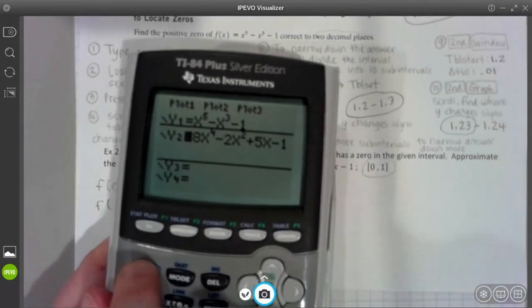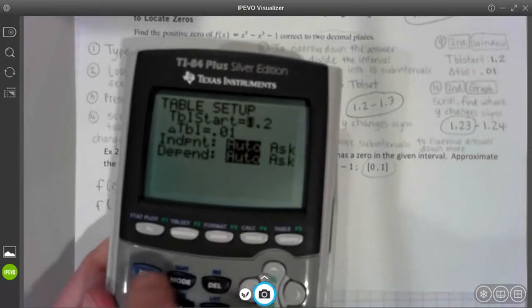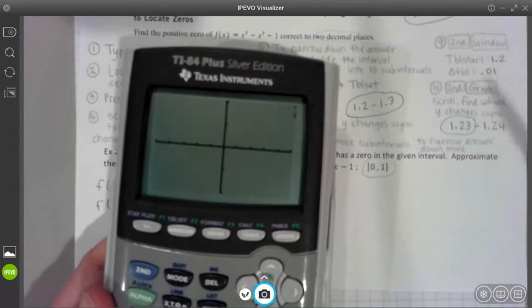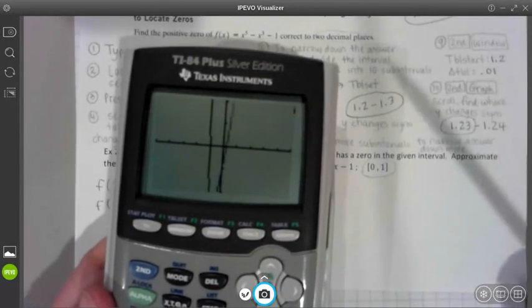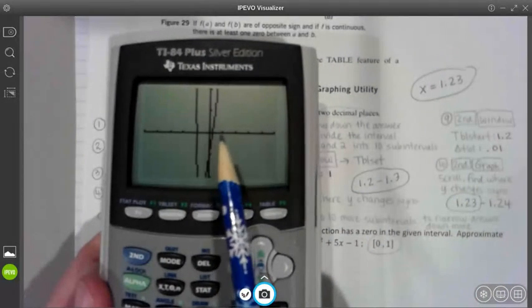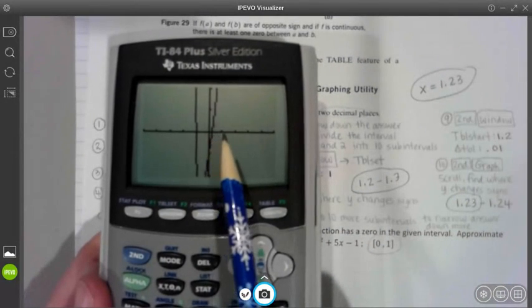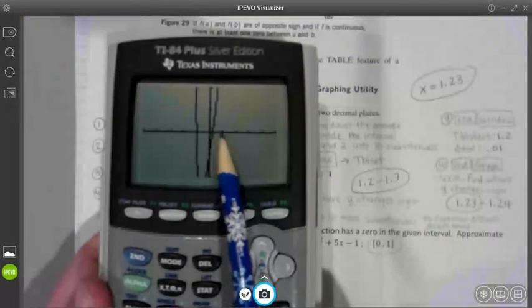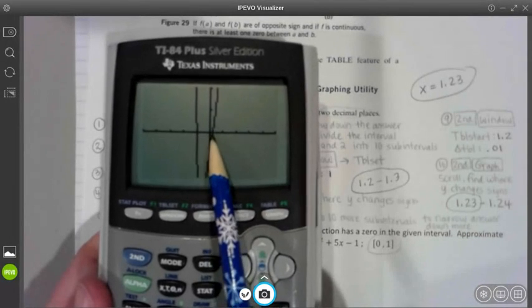Now you're going to go to second table set. And again, if you want to look at the graph really quick, go ahead. Look at the graph. All right. It definitely crosses the x-axis in between 0 and 1. It looks like it's pretty close to 0, more so than 1. But there's definitely an x-intercept in there. There's another one over here, but they asked us to concentrate on the one that was in the interval 0 to 1. So we're going to find that one right here.